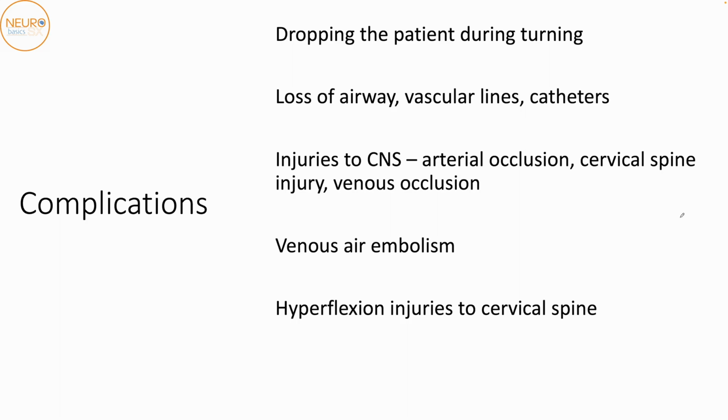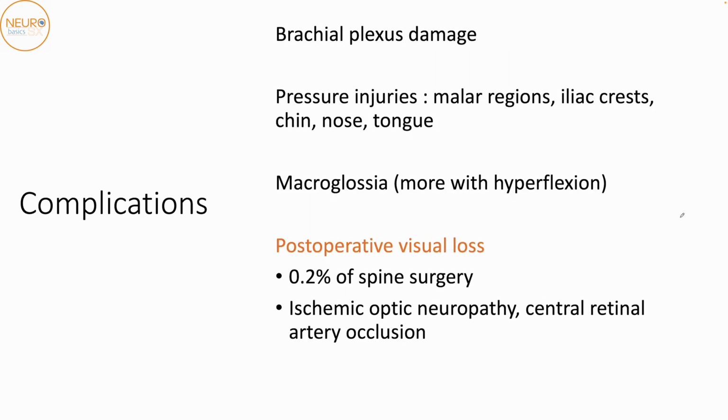Right, so with prone positions, a lot of complications can arise. You can drop the patient during turning, and you definitely don't want to do that. You can also lose airway, vascular lines, and catheters when you're turning the patient. You can sometimes have some injuries developing towards the central nervous system because of either arterial occlusion, cervical spine injury, or venous occlusion. A venous air embolism can happen in the prone position also, and because of a significant amount of flexion in some of these positions, hyperflexion injuries to the cervical spine can also happen.